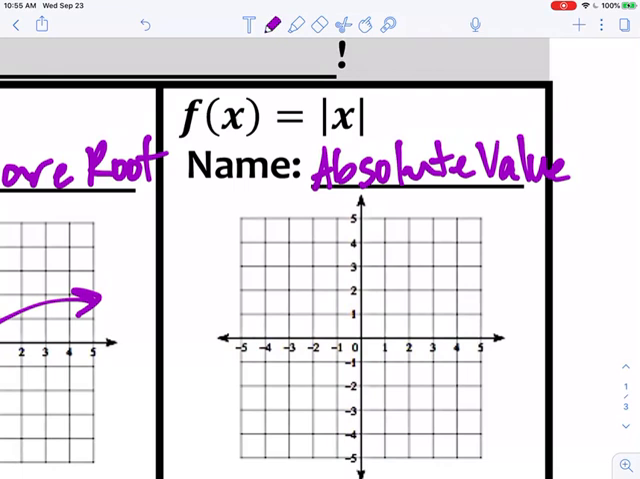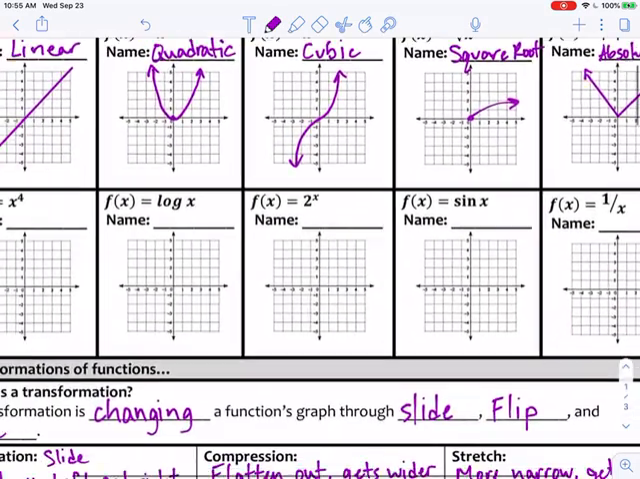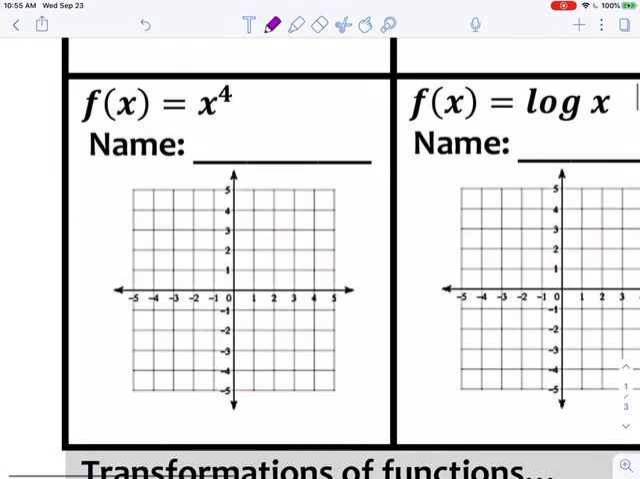Guys, I would definitely advise that you pause the video and fill these out on your own and see if you know these before watching me and just copying me do that. So go through and see if you can know what these are. This one you might not know, but you can definitely graph, right? You can graph all of these in your calculator.